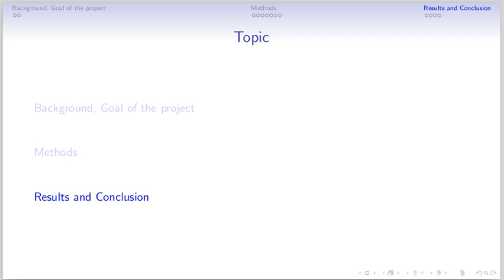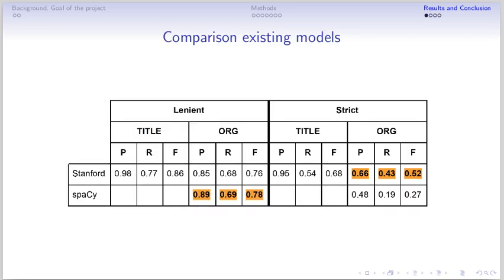Now we move to the results. In this table, we see a comparison of results of the Stanford NER tools and SPACY. Unfortunately, SPACY is not capable of recognizing titles by default. If we consider strict evaluation, where the type and span of the entity annotations have to match exactly the ones in the gold standard, then the Stanford tools perform better. However, if we consider a lenient evaluation, where a partial span match is considered positive, then SPACY performs better.